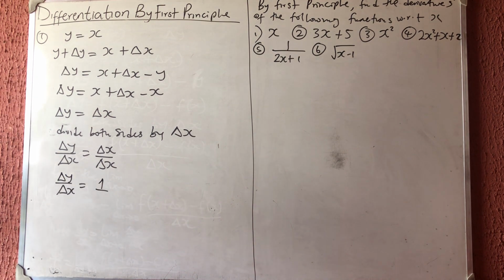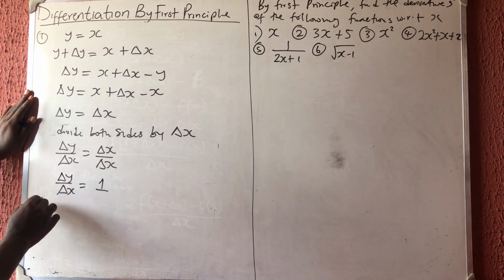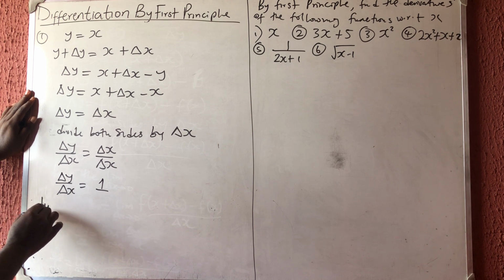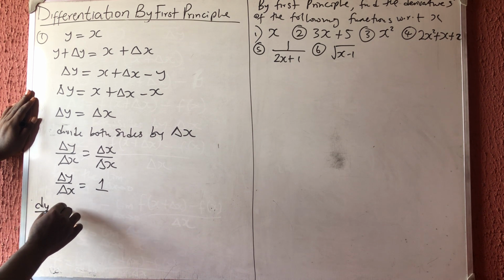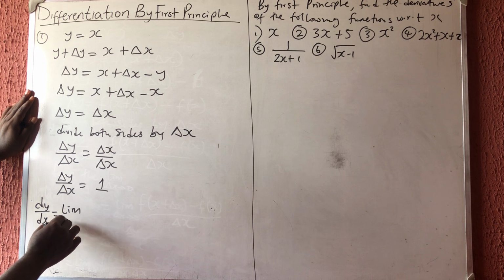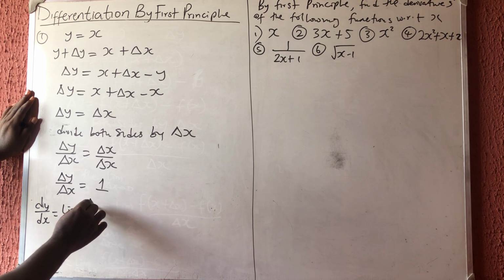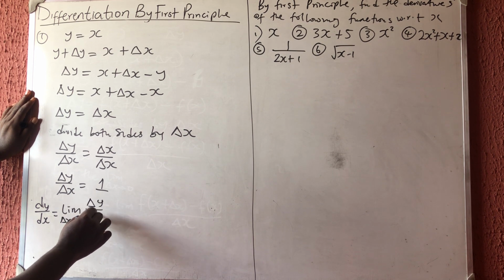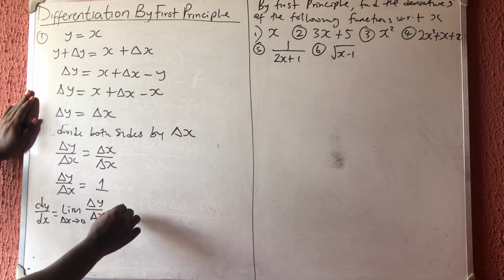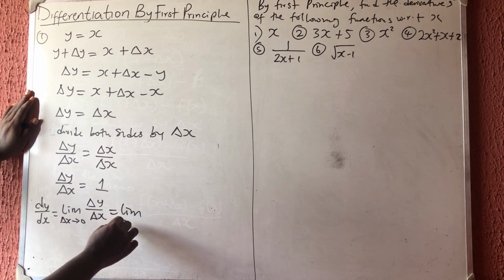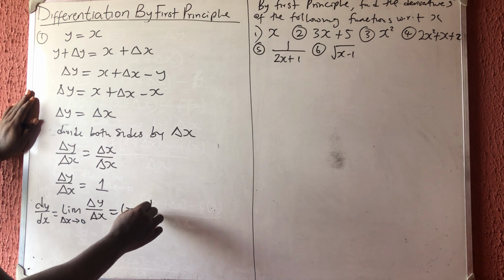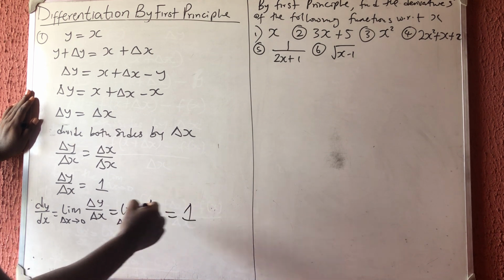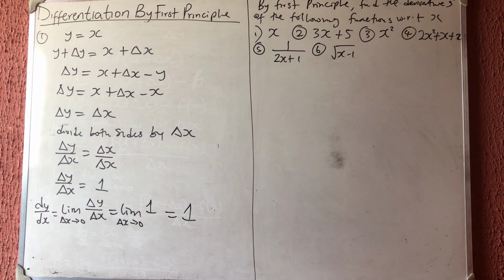1. So the dy/dx I'm looking for, don't forget that dy/dx is simply the limit as change in x approaches 0 of that change in y over change in x. Okay, which is what? The limit as change in x approaches 0 of 1. And the answer is what? 1. So the differentiation of x is 1.